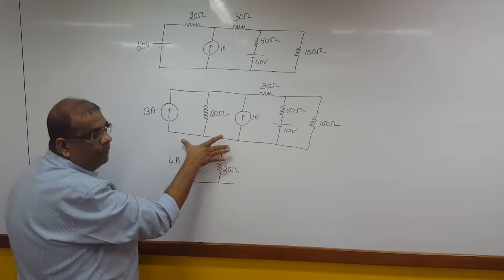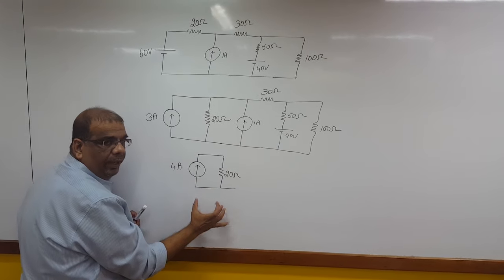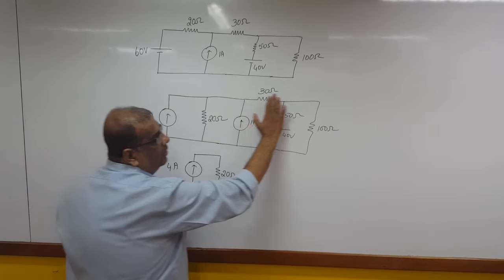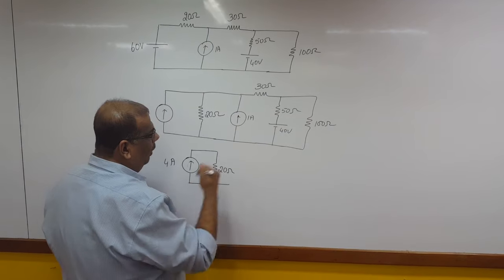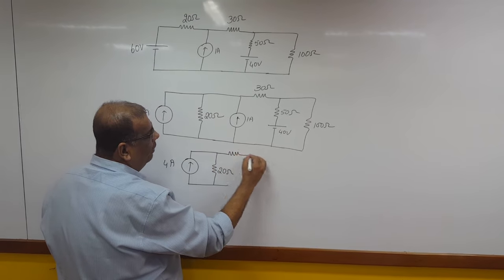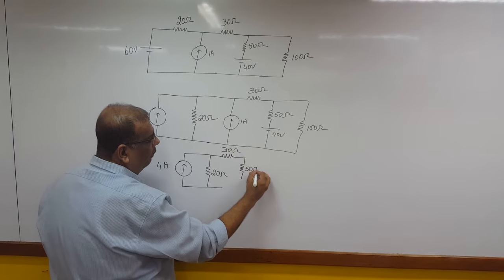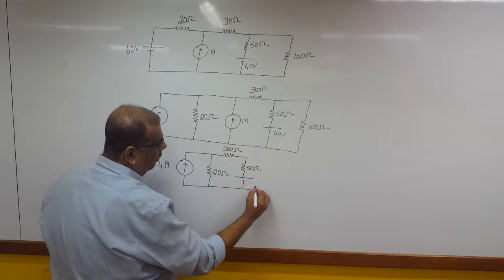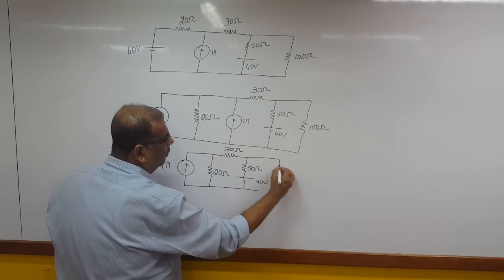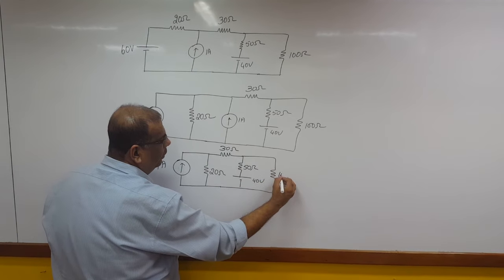That is, this part has been taken care of. This part has been reduced to this. This remaining part of the circuit will be as it is. I will redraw it. 30 ohms, 50 ohms, 40 volts, 100 ohms.